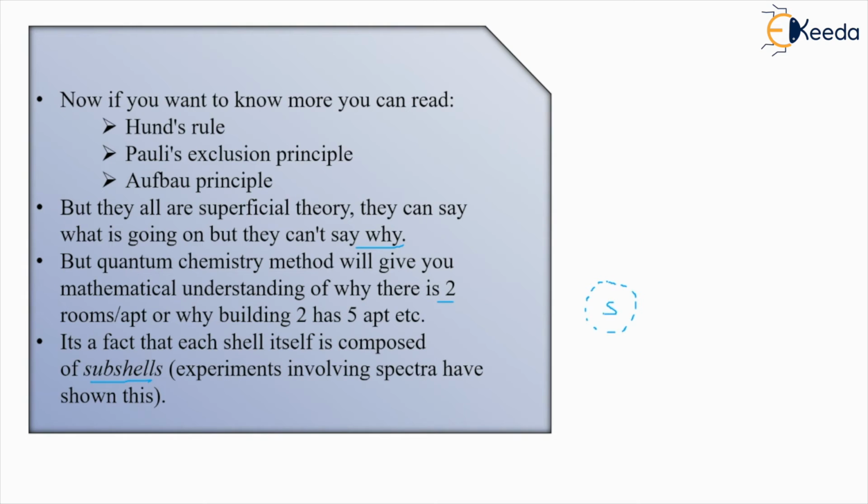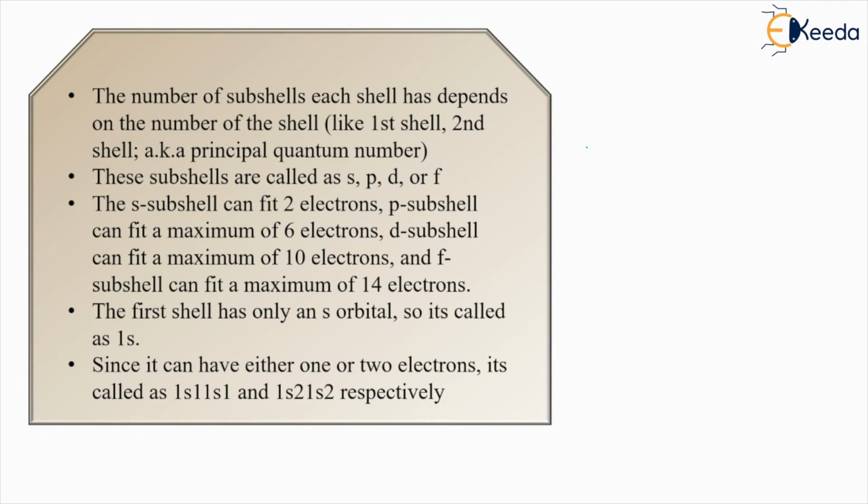This was S. Then we had a dumbbell-shaped P. This was P. And then eventually we had D and F as well. D and F orbitals are a little difficult to portray in 2D because they are complex 3D configurations. The number of subshells each shell has depends on the number of the shell. For example, for the first and second shell, where the principal quantum number is 1 and 2, the subshells are known as S, P, D or F.